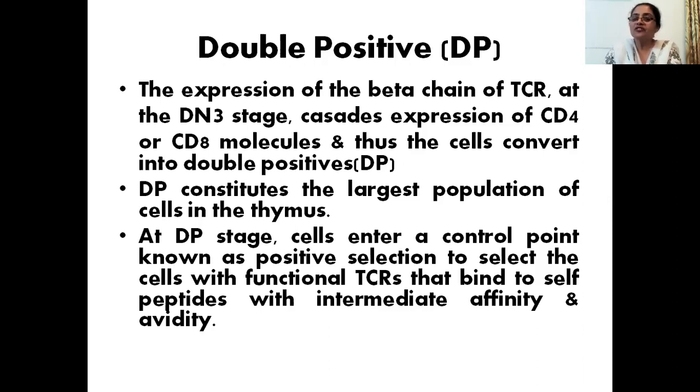This selection happens with functional T cell receptors. Now, functional T cell receptors have to give a test. What test are they going to give? They have to be tested against self-peptides, self-peptides which are of intermediate affinity and avidity. That means the closer peptides are given to test. That means the first test is given to double positive thymocytes. First test.